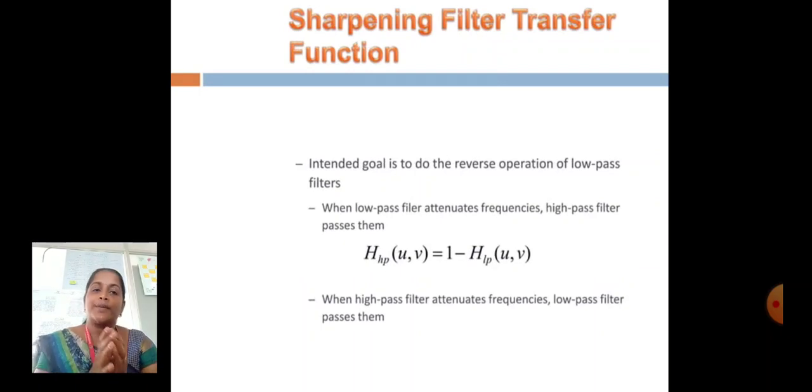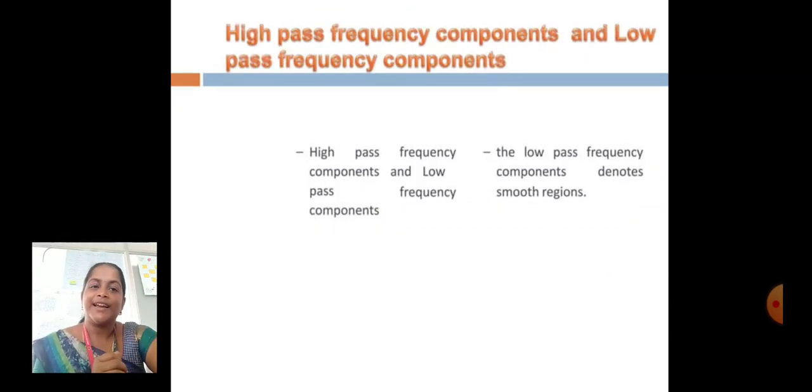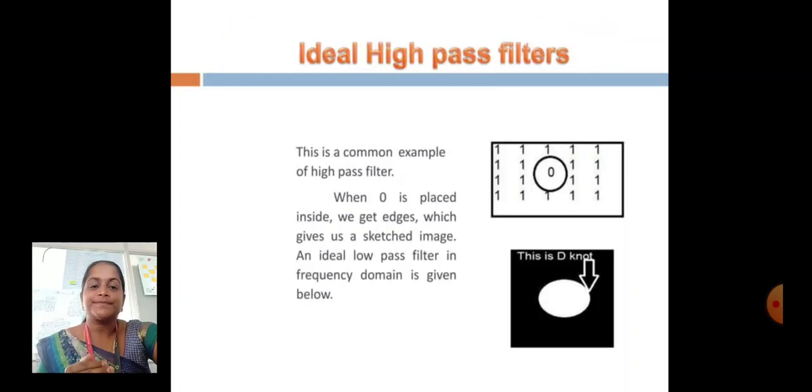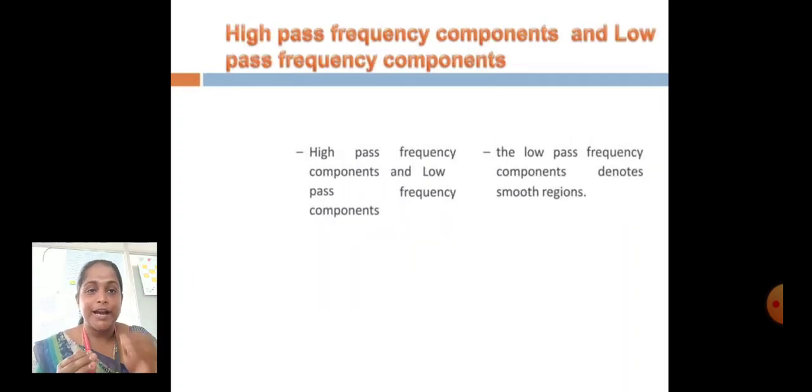The sharpening filter transfer function is defined as H_hp(u,v) = 1 - H_lp(u,v). When the high pass filter attenuates frequencies, the low pass filter passes them. When the low pass filter attenuates frequencies, the high pass filter passes them. Here it shows high pass frequency components and low pass frequency components. The low pass frequency components denote smooth regions here.